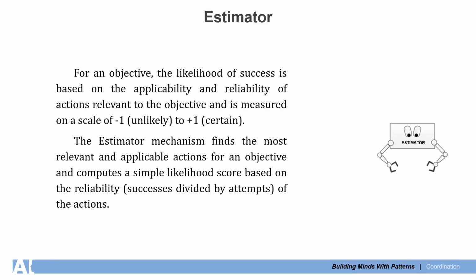For an objective, the likelihood of success is based on applicability and reliability of actions relevant to the objective, and is measured on a scale of -1, unlikely, to +1, certain. The estimator mechanism finds the most relevant and applicable actions for an objective, and computes a simple likelihood score based on the reliability, successes divided by attempts, of the actions.